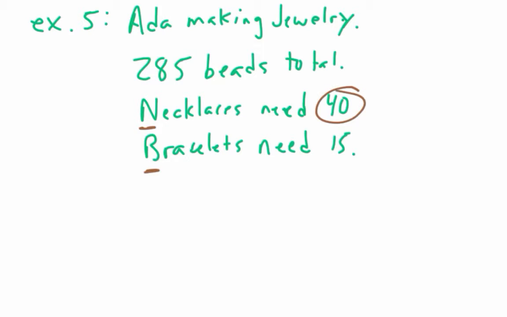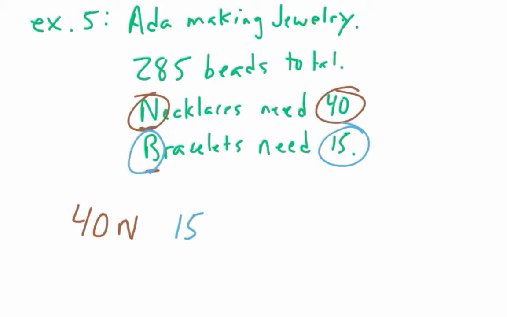Well, do you agree 40 is paired with an N? If you make one necklace, how many beads does it take? 40. 2 necklaces? 80, which is 2 times 40. So you should be able to say 40 times N, right? I suppose we could do capital N, lowercase n, but 40 times N tells you the total number of beads just for N necklaces. 2 necklaces would be 80, 3 necklaces would be 120. Bracelets, it's 15 beads for each bracelet, so we'd have 15B, right? One bracelet would be 15 beads, 2 bracelets would be 30, and so on.